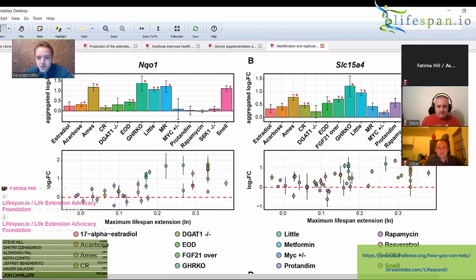Another example is SLC15A4, which is a transporter in lysosomes, which is important for the stability of pH level in lysosomes. It's first of all commonly upregulated in response to different interventions, and it's also positively associated with the effect on lifespan. So these two are a nice example. There are others, but not too many of them. We could find about 15 such genes, which are signatures of two types, both qualitative and quantitative signatures at the same time.